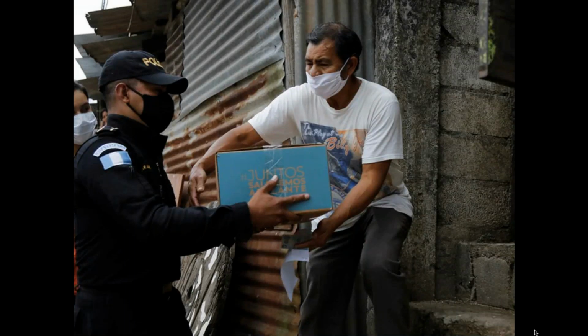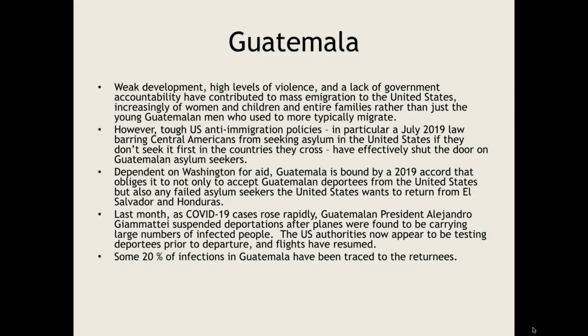I'm particularly touched by Guatemala. I stayed in an orphanage run by a sister, Sordina, a nun, and some other nuns, and they are under lockdown. The only person who can leave that orphanage is Sordina, but still they have mandated to take people in. Guatemala has weak development, high levels of violence, and it's forcing mass immigration. Of course, climate change is also forcing mass immigration.